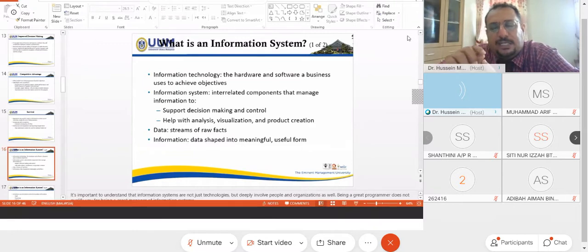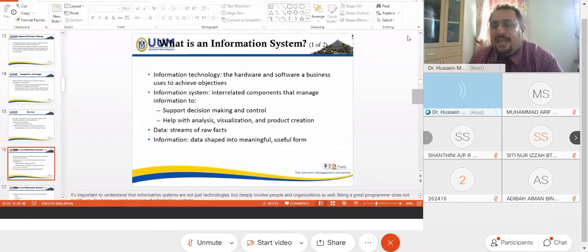Information technology is a hardware system, but information system is three things. We told you: people, and IT or information technology, and organization. So information technology is a part of information system. How many aspects of information system? Three: people, organization, and technology.